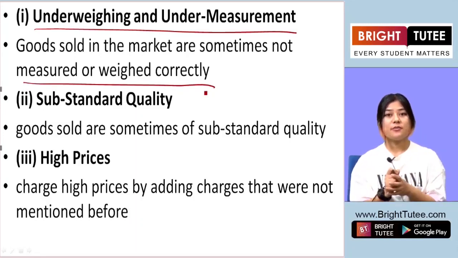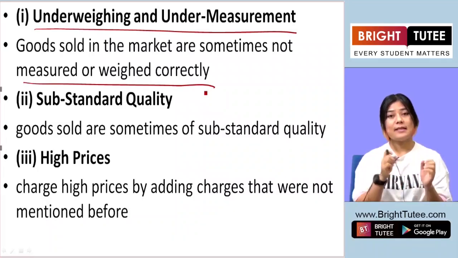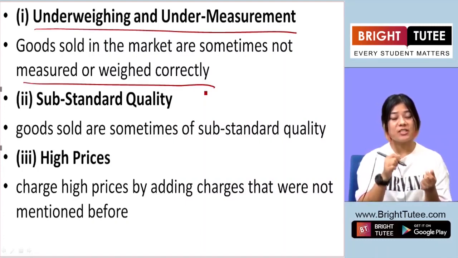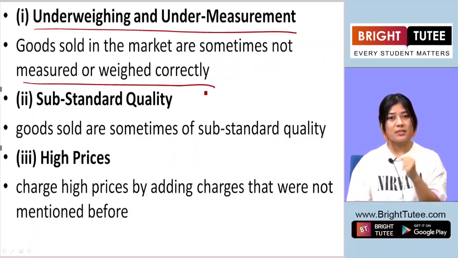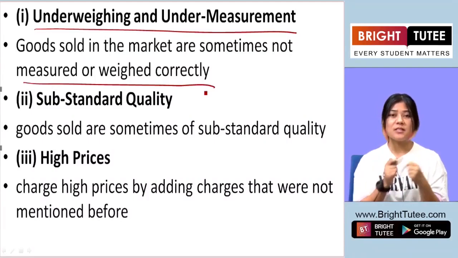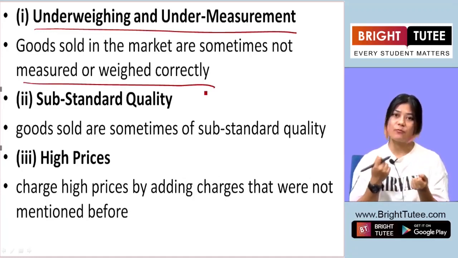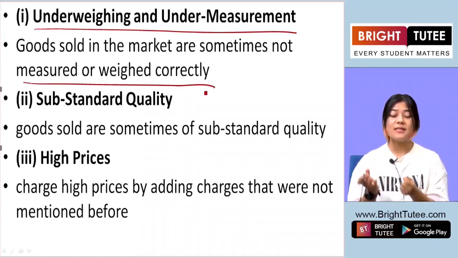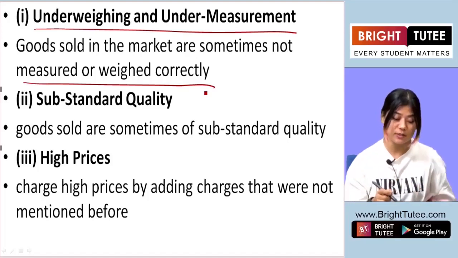Sometimes you go to the market and you say you want to buy a kg of sugar, okay, and then they give you a ready-made packet of sugar, which says it's 1 kg. All right, so you read it and then you purchase the packet and you go home. But many times what happens is the sellers do not weigh that packet correctly. It's actually less than 1 kg. So you will be cheated. Okay, so that is called underweighing and undermeasurement.